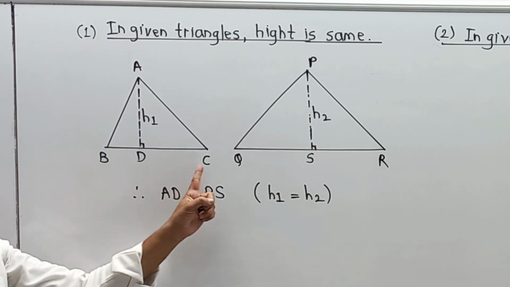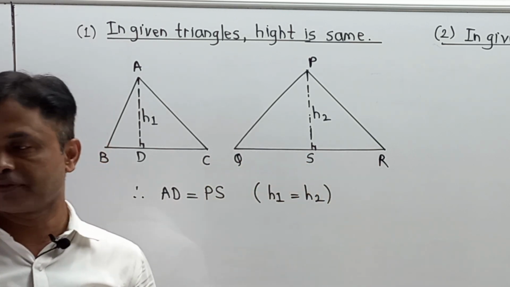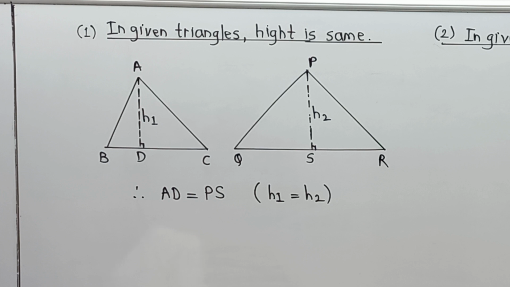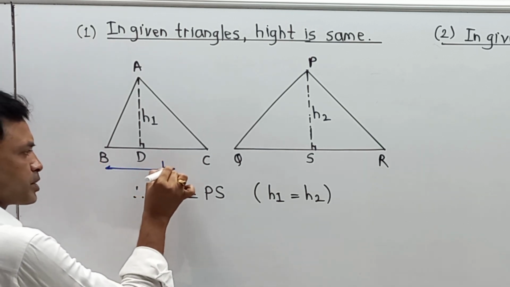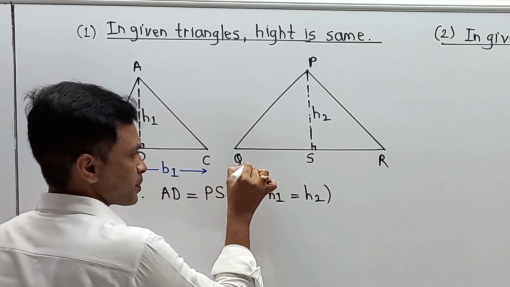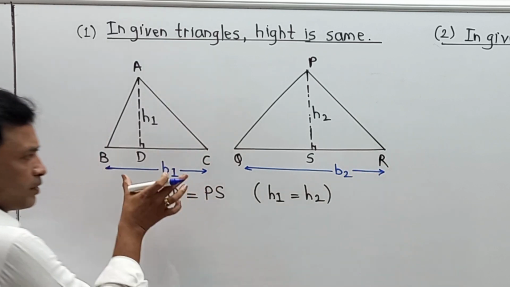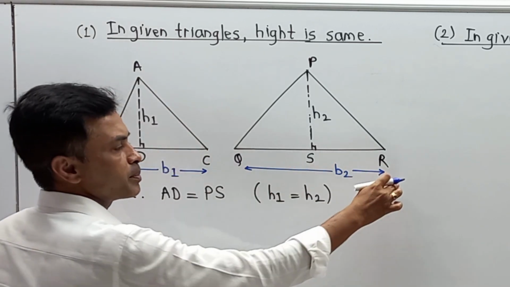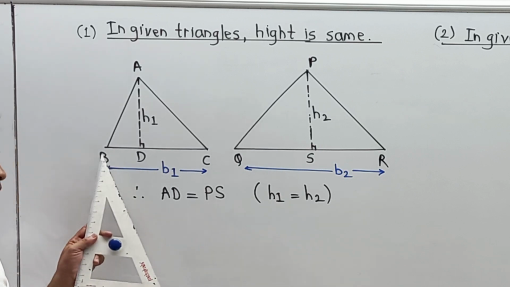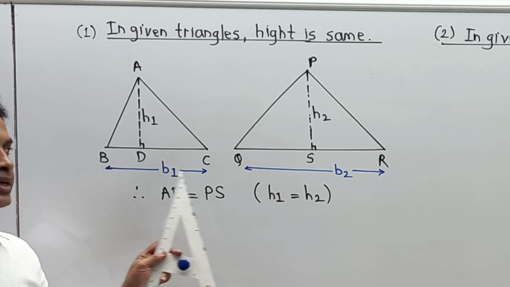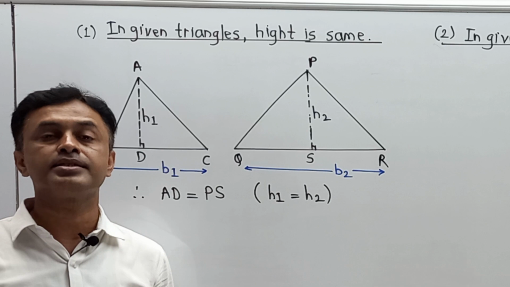No doubt, the base of the first triangle, that is BC, and the base of the second triangle, that is QR, are different in length. So as per the mentioned part, BC is the base of the first triangle, and QR is the base of the second triangle. And definitely the first base is somehow smaller, or you can say the second base is somehow larger. If you understand the concept, then let us say the length of BC is 10 centimeter, then QR is 18 centimeter, means base length is different.